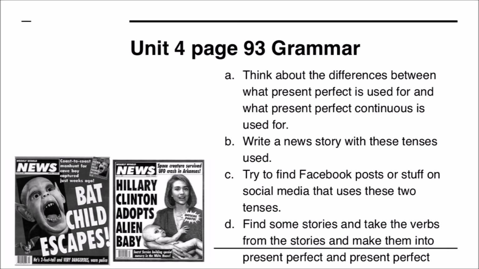Try to find some Facebook posts or stuff on social media that uses these two tenses. Find examples on the internet of present perfect or present perfect continuous. I think the easiest way to do that is type in the word have or has and see if it's followed by present participle, okay? So for example, has been thinking, maybe if you put has, you can find has been. If you write has been or have been, you will find an ing maybe after that in the internet.